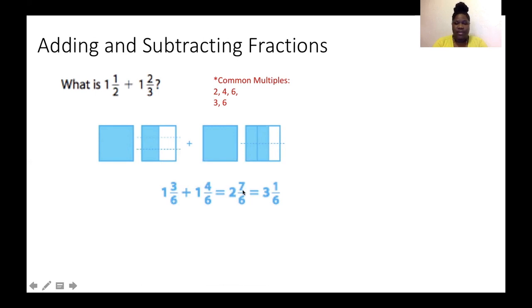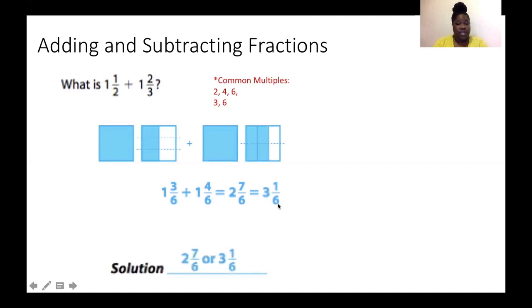Remember, my denominator doesn't change because it doesn't change that there are 6 pieces in 1 whole. So 1 and 3/6 plus 1 and 4/6 is equal to 2 and 7/6. Now I notice my numerator is bigger than my denominator, so I can take a whole out of there. And remember, 6/6 is equal to a whole. So when I say 7/6 minus 6/6, that gives me 1/6 left over. And now I have a total of 3 wholes and 1/6.